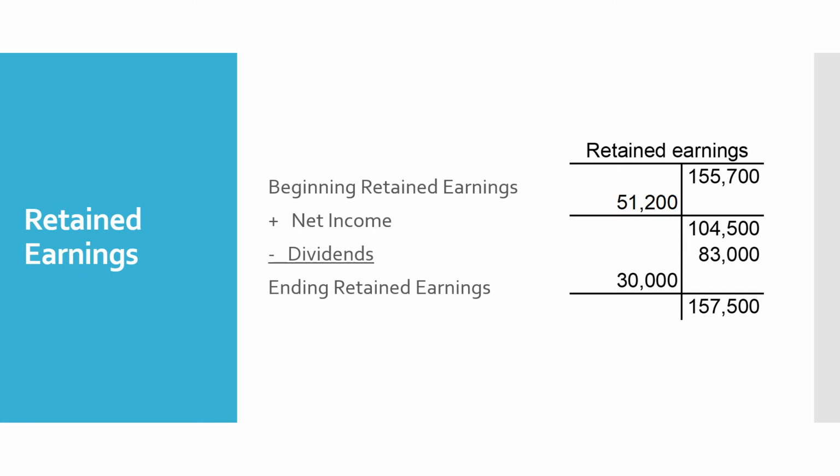So we're going to credit the retained earnings account for $83,000 in the closing process, and then we will debit it for the $30,000 dividend, and at the end of 2024 we will have a balance in retained earnings. Our 12/31/2024 balance is $157,500. So essentially the calculation we're doing here is beginning retained earnings plus net income minus dividends, and here that includes both a stock and a cash dividend, to come down to ending retained earnings.